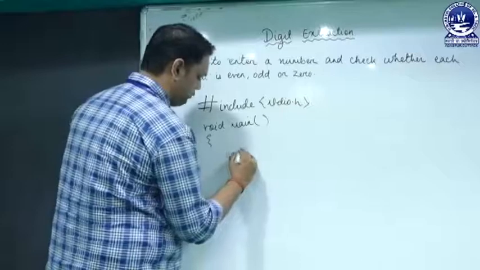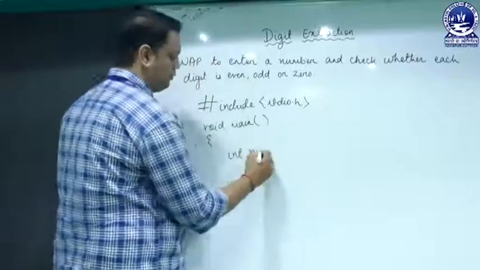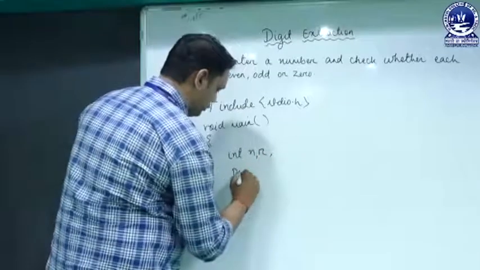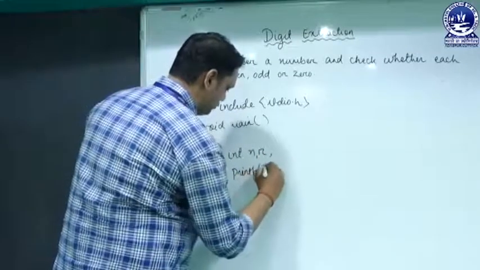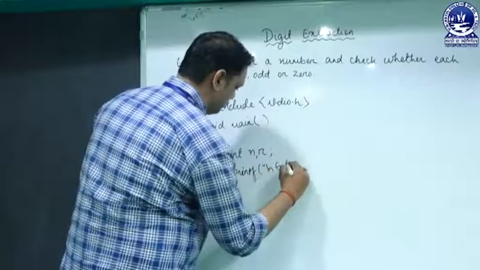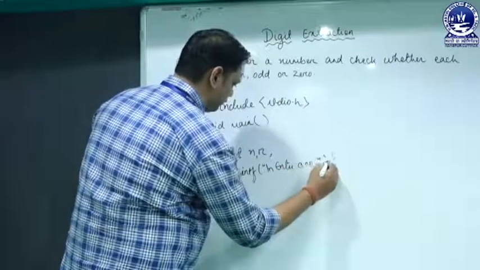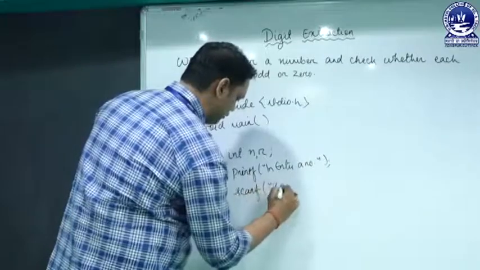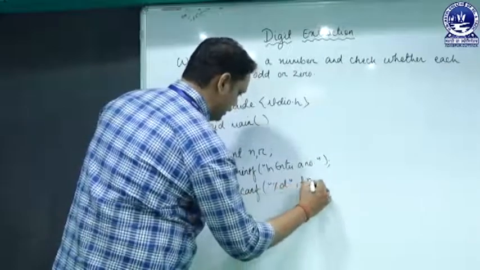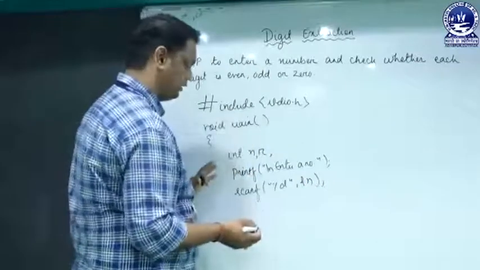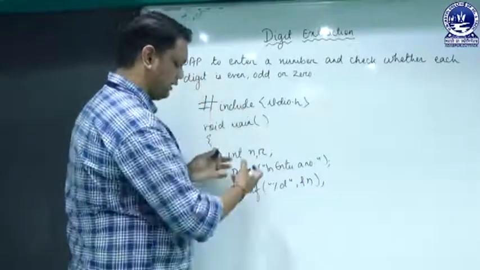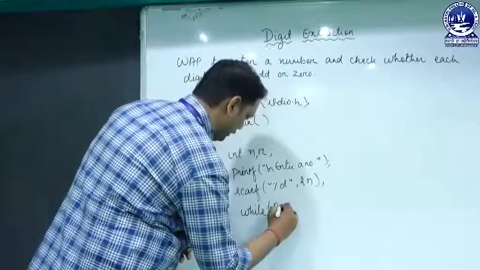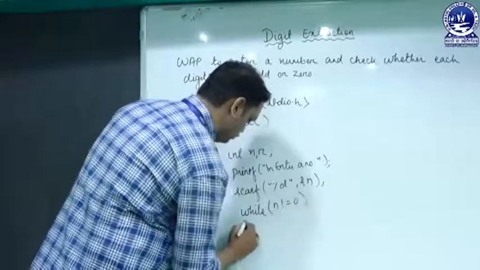then void main, then we will take a number, let's say n, and we will be storing the digit in r. We will be entering a number, so we need to give a message, let's say "enter a number", and we will enter the number using the scanf function with %d and n. So now we have entered the number. Now we have to extract the digits. So as per the loop, while n not equal to 0.